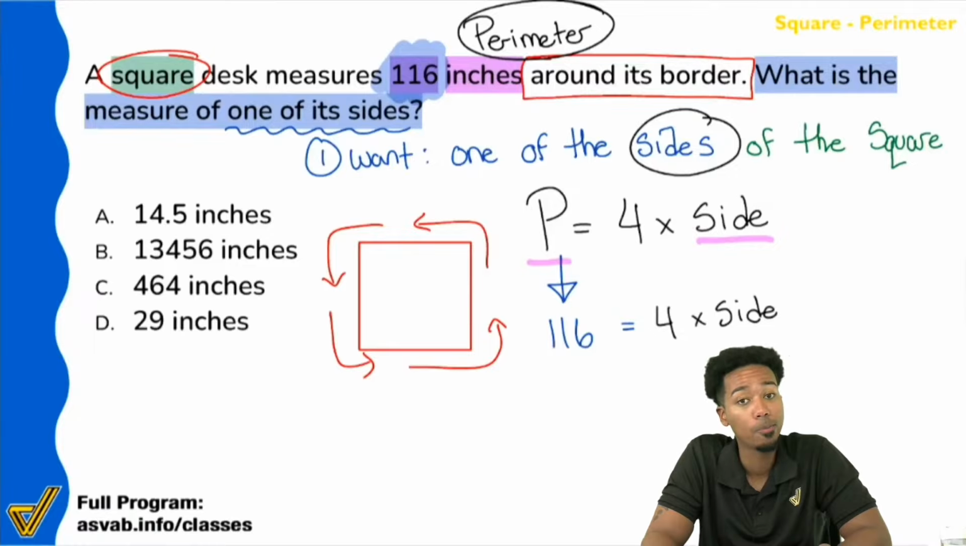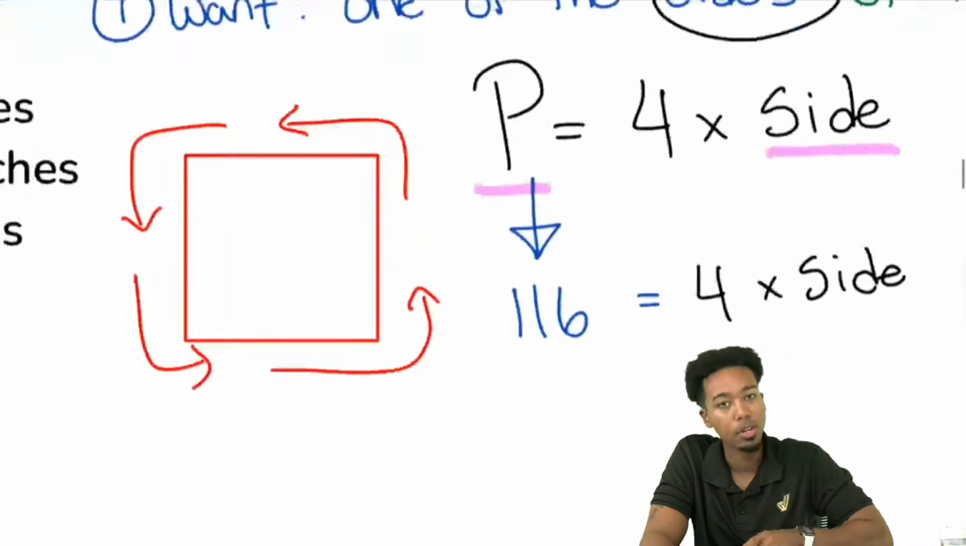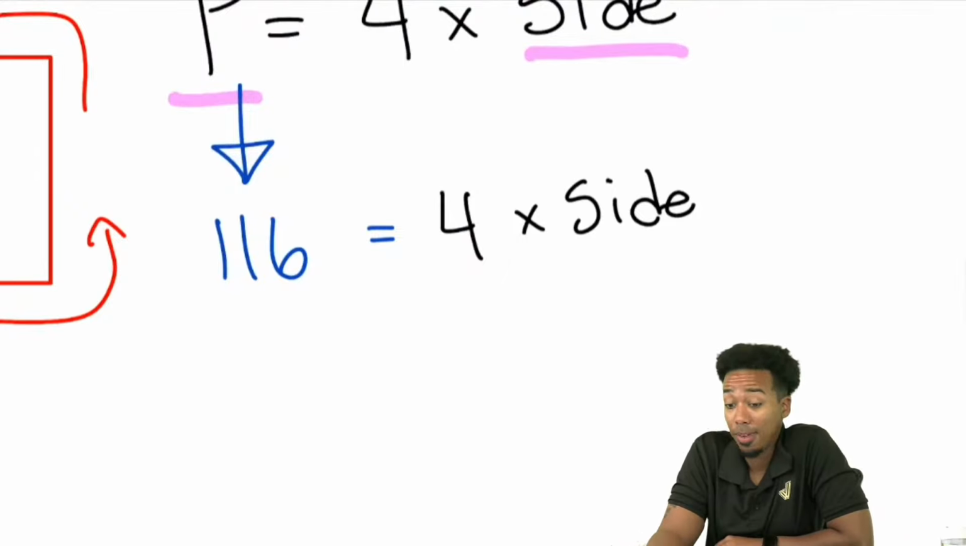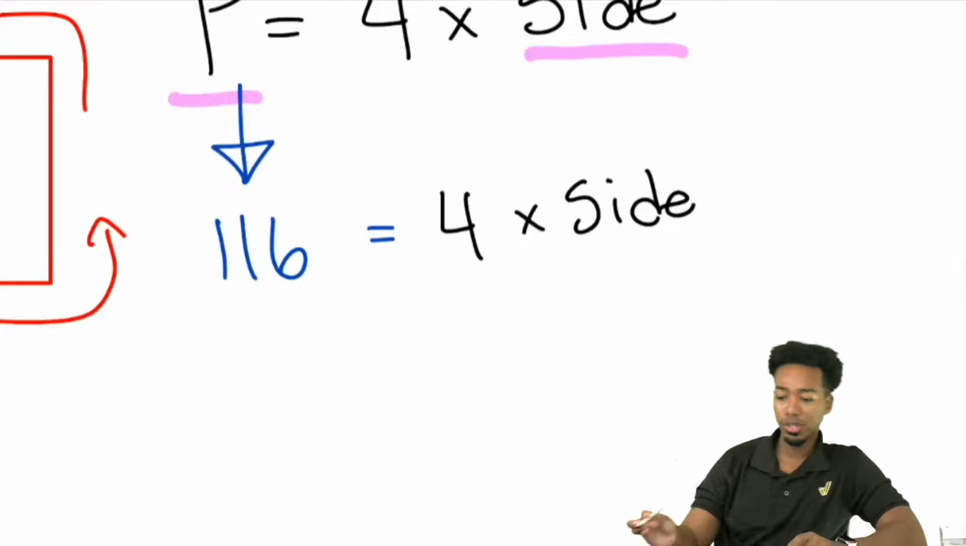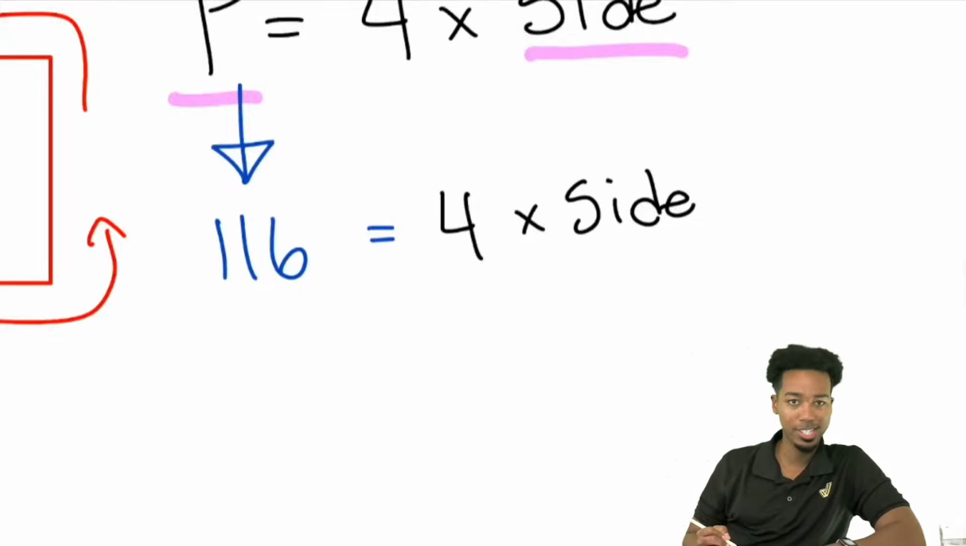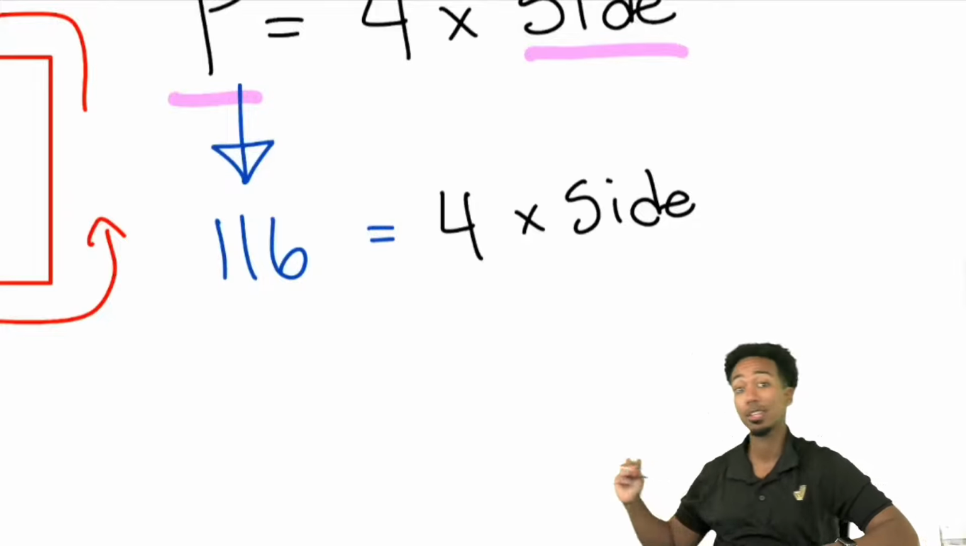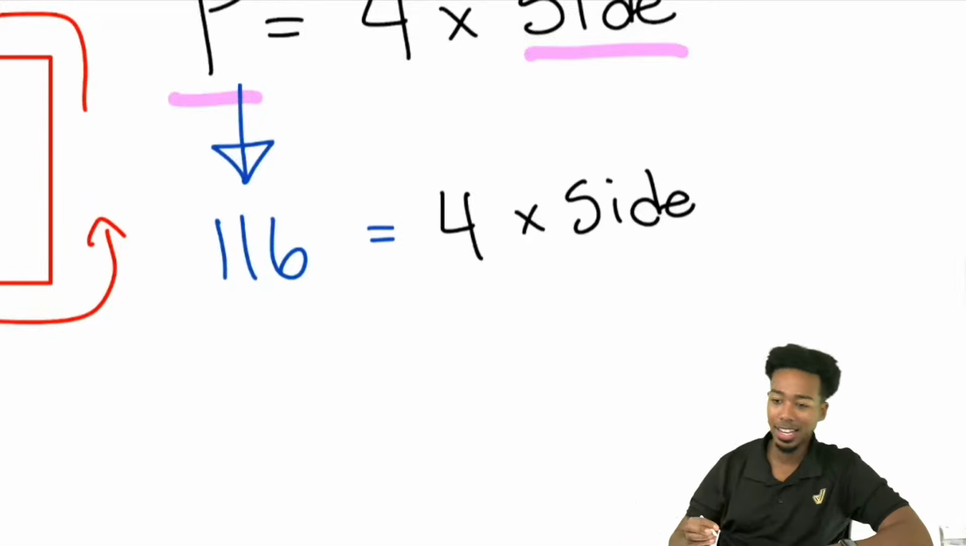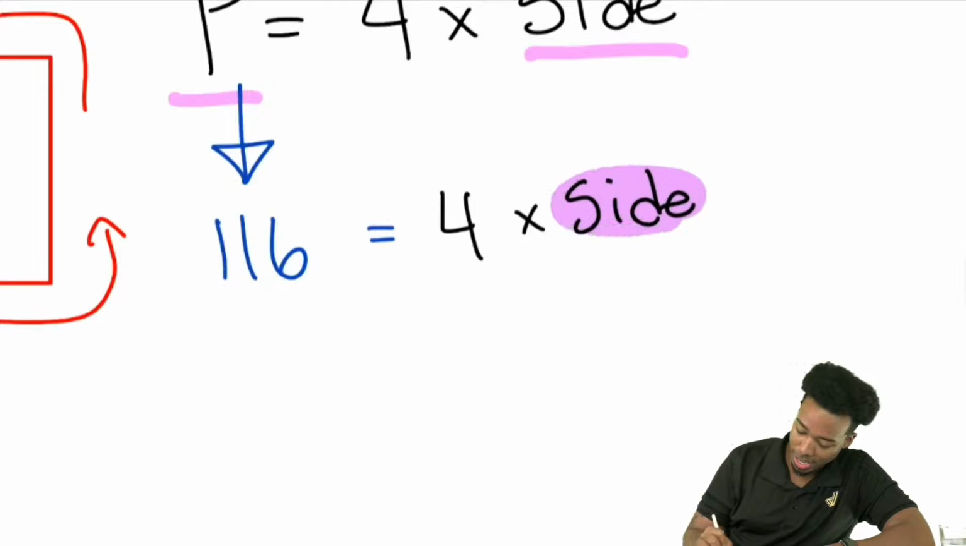But what I do know, if I zoom in a little bit, is that I need to get that side by itself. I got to figure out what that is. And at this point in the problem, everybody, what we're doing is solving an equation. So notice, we're working backwards. Instead of multiplying by 4 to get the perimeter, we're going to divide by 4 to get the side. Look at this. We want to get the side by itself. Well, what's in the way?